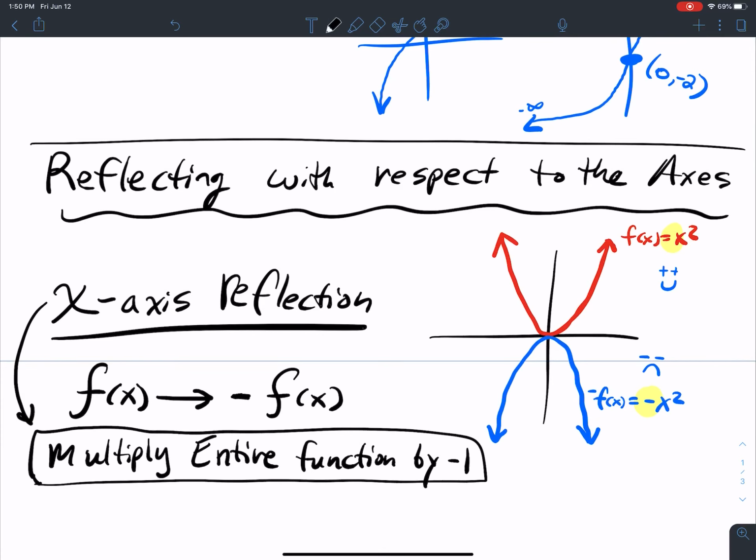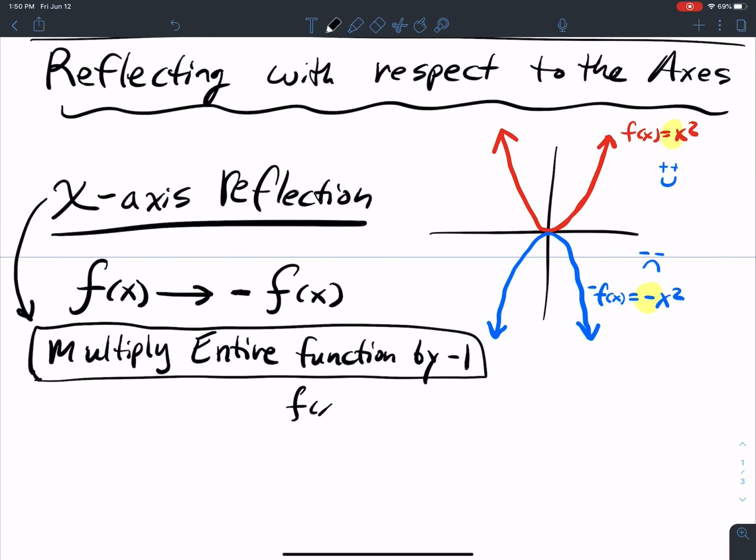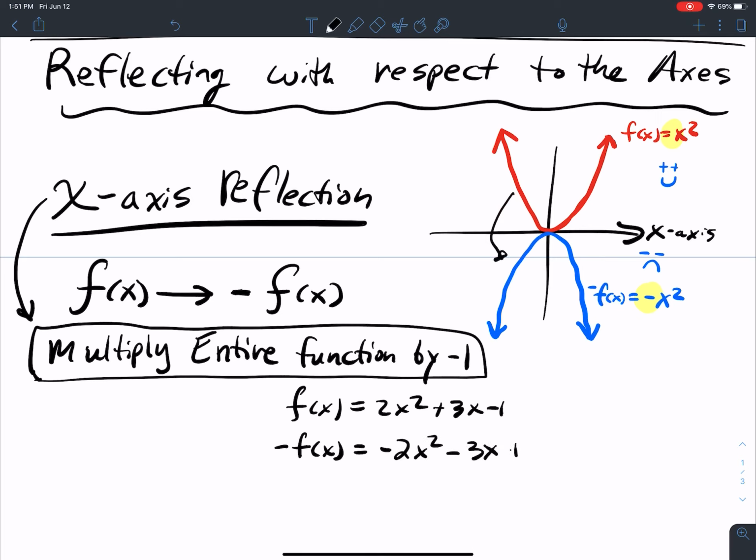Okay, that's the key. So if I had f of x equals 2x squared plus 3x minus 1, then to flip it, I would multiply the whole thing across the x-axis. Remember, this is the x-axis. I'm reflecting across. It'd be negative 2x squared minus 3x plus 1. Okay? So all the signs change.